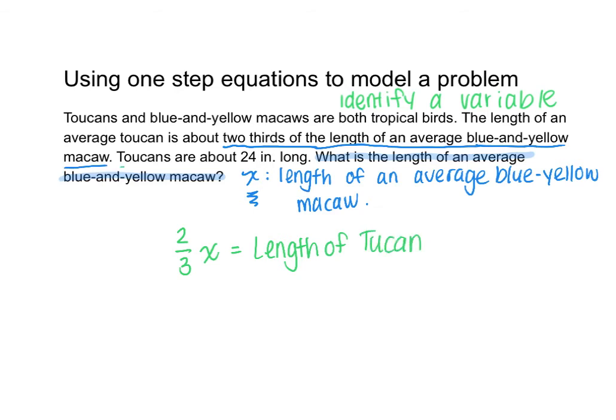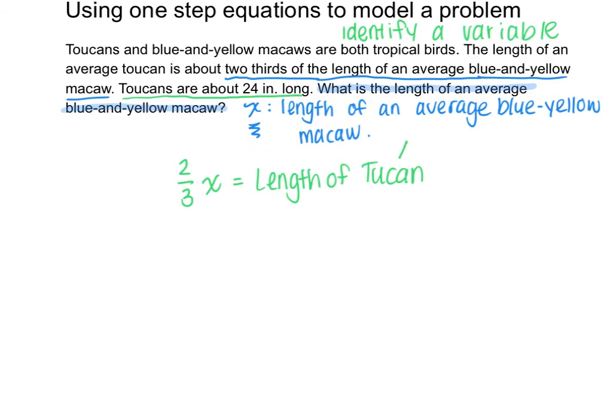And do we know the length of the toucan? We absolutely do. It tells us toucans are about 24 inches long. So we substitute that in for this part of our equation. We get 2/3x equals 24. Now this is an equation that we know how to solve.